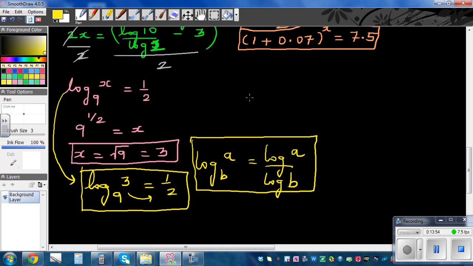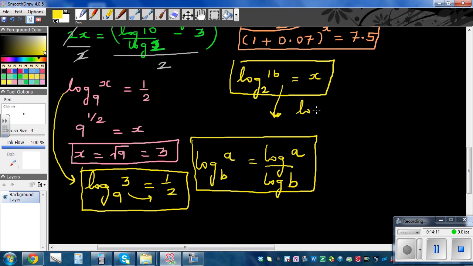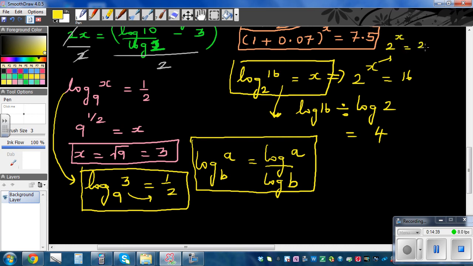Okay, one more question on log. Now this is a very easy question if you know this rule. Log base 2 of 16 is x. Applying this rule, you just go log 16 divided by log 2. But to understand this algebraically, the question is: 2 raised to x is 16. If you put this on a calculator, you'll find the answer is 4. To do this algebraically, you can say 16 is 2 raised to 4, so x should be 4.